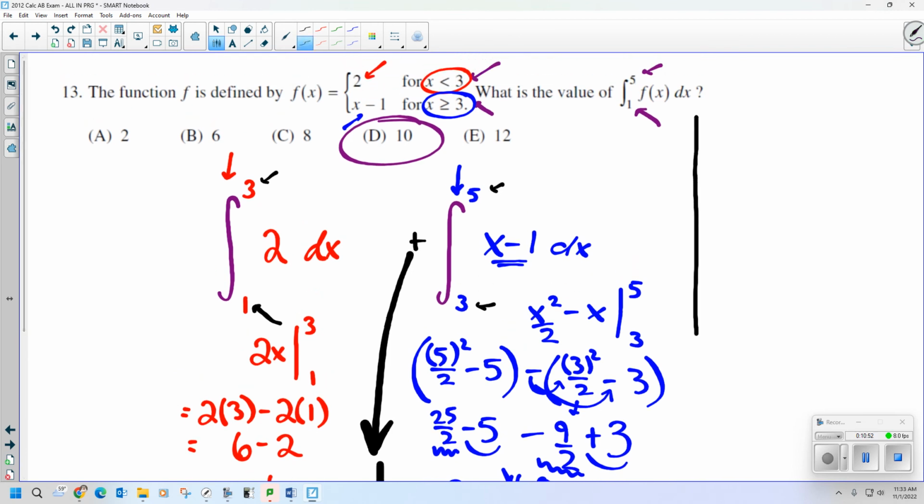It could have been, if I graph this, here's 2. Okay, it's this line right here. I'll do this in red.